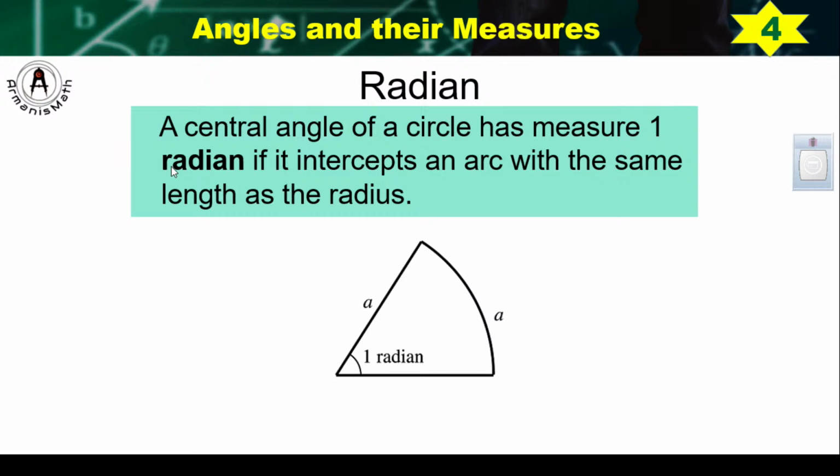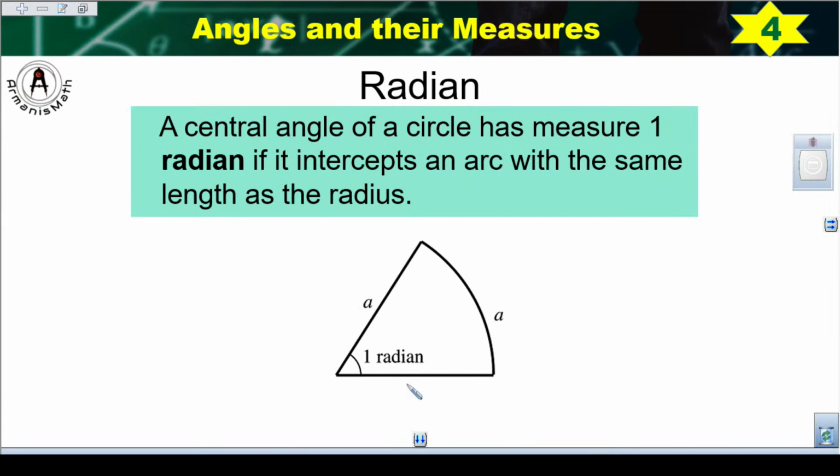What is a radian? A radian is a central angle of a circle that has a measure of 1 radian if it intercepts an arc with the same length as the radius. So again, this is an A as my radius, and I also have another A here, and I travel the same amount here. We call this 1 radian.